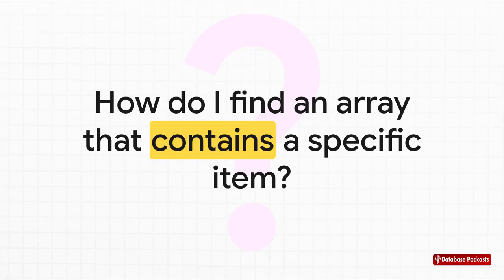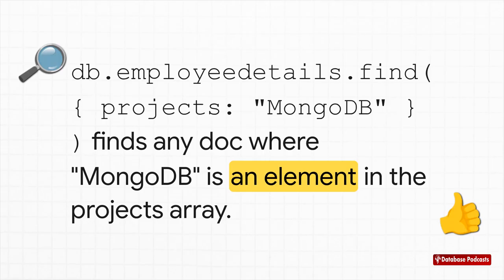What about a more common situation? You don't really care about the whole list. You just want to find every single employee who's ever worked on, say, the MongoDB project. And the syntax for this is even simpler. You just give it the single value. When MongoDB sees this, it's smart enough to know it should look inside the projects array, and it'll pull back any document that has MongoDB anywhere in that list.